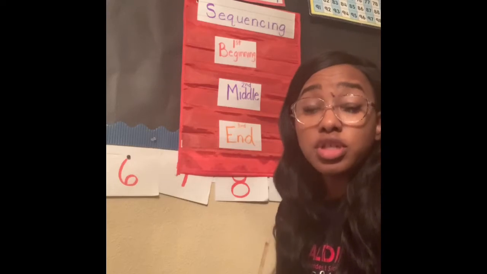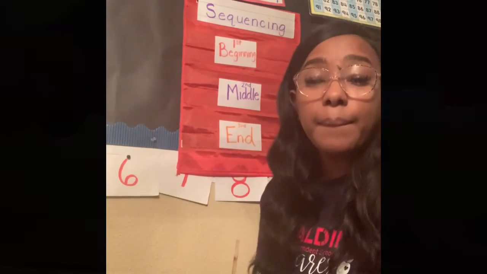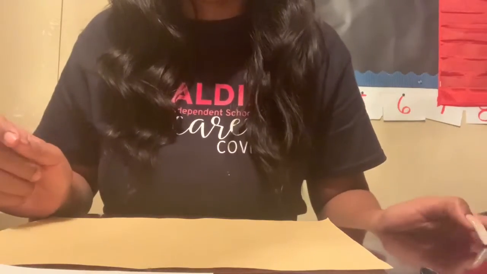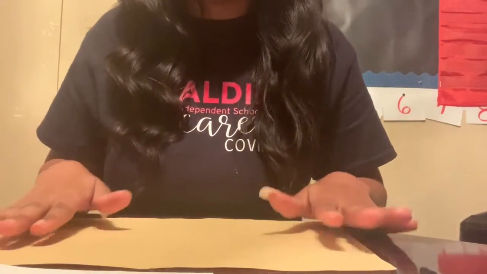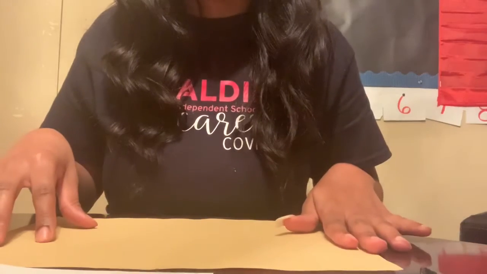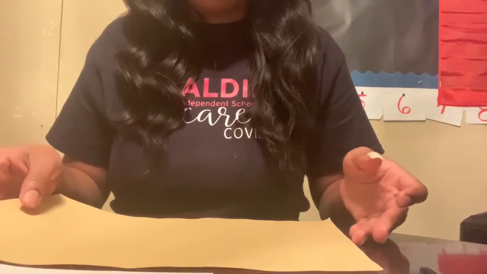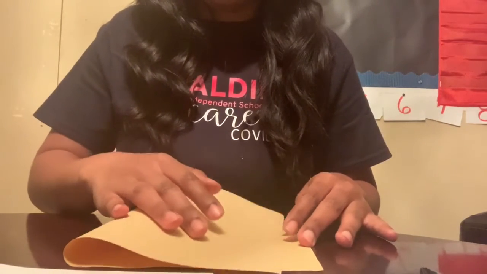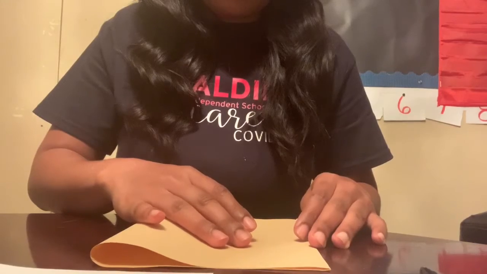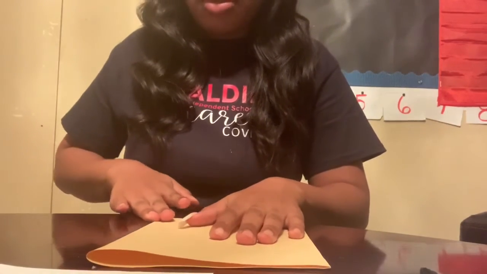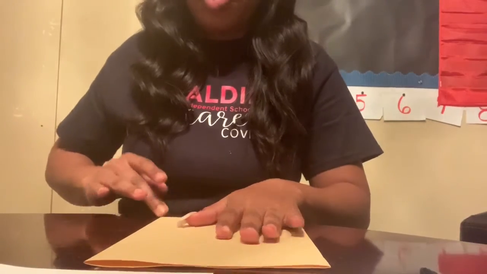Now, I'm going to show you what your sequencing chart should look like. Okay, so pay attention because we're going to be making our sequencing chart together, okay? So the first thing you're going to do is take your paper and fold it like a book. And you're going to flatten it out, just like that, okay? And then you're going to hold it like this, and then you should flip it up. Be able to flip it up and down, just like that, okay?